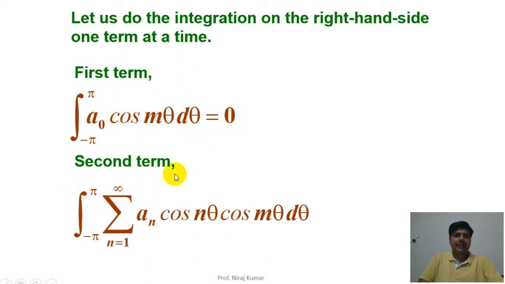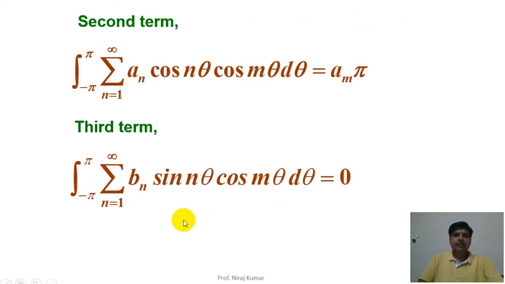Then we have the second term, which is an cos n theta cos m theta d theta, and we know the value of this. If n and m are different, the value will be 0. If n and m are the same, then the value will be pi. So we can write this summation as am into pi.